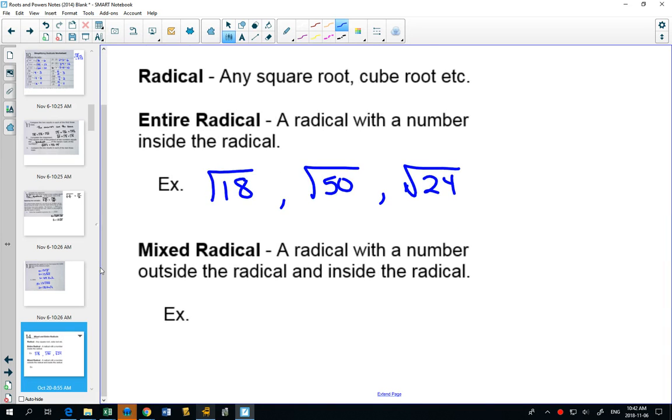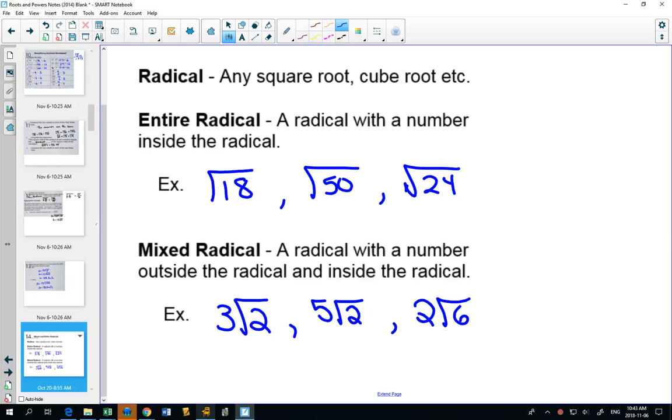A mixed radical is a radical with a number outside of the radical and inside of the radical. So I'm going to tell you that the square root of 18, if you type it into your calculator, push enter, find out what it is as a decimal, it's going to be 4 point something. And then do 3 times the square root of 2, and you get the same answer. Square root of 50 happens to be the same as 5 times the square root of 2. And the square root of 24 happens to be the same as 2 times the square root of 6.